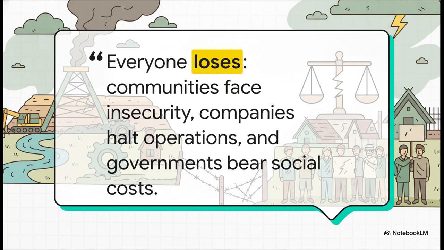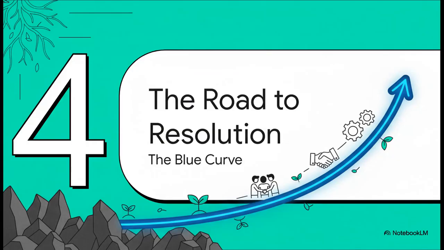It's totally unsustainable, which ironically is often the very thing that forces everyone to the table to look for another way out. Okay, so we've hit the bottom. How in the world do you climb back from the brink? Well, that's the story of the blue curve, the slow, deliberate, and really difficult path back to peace.